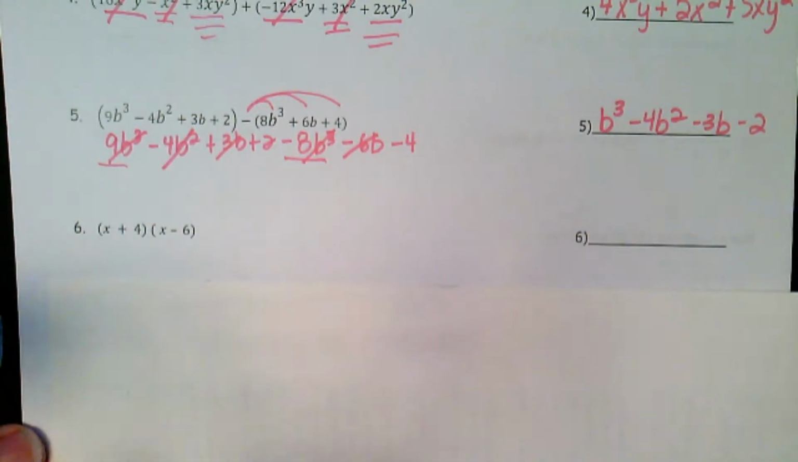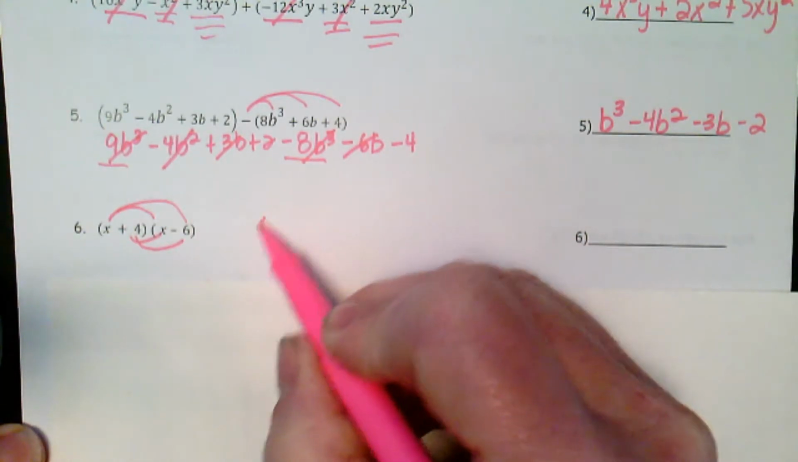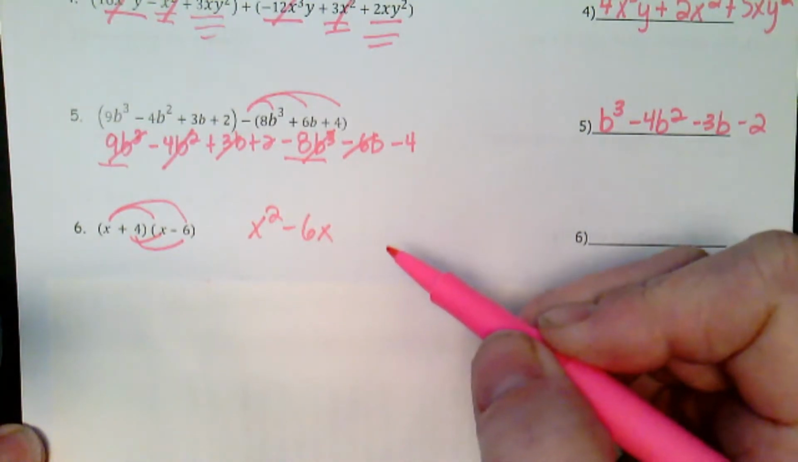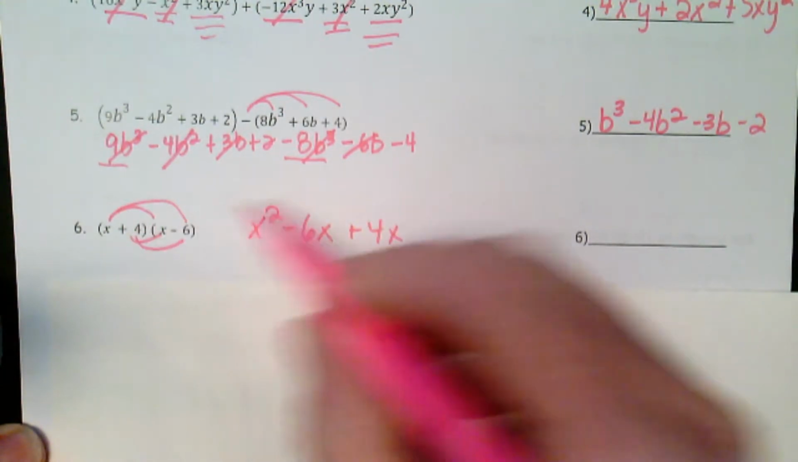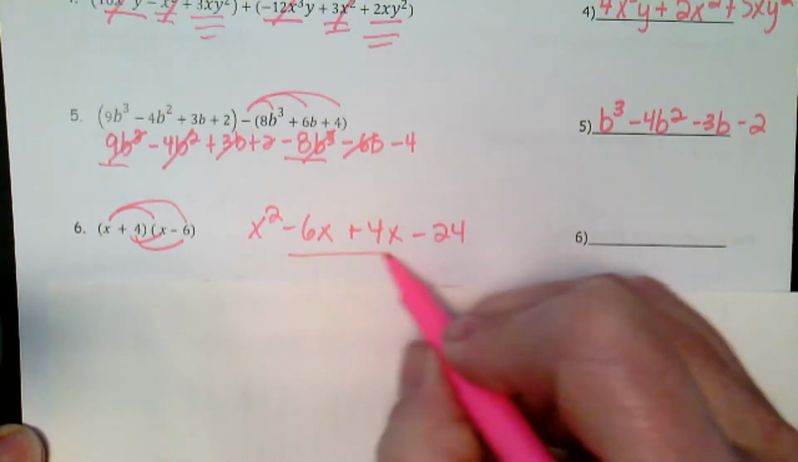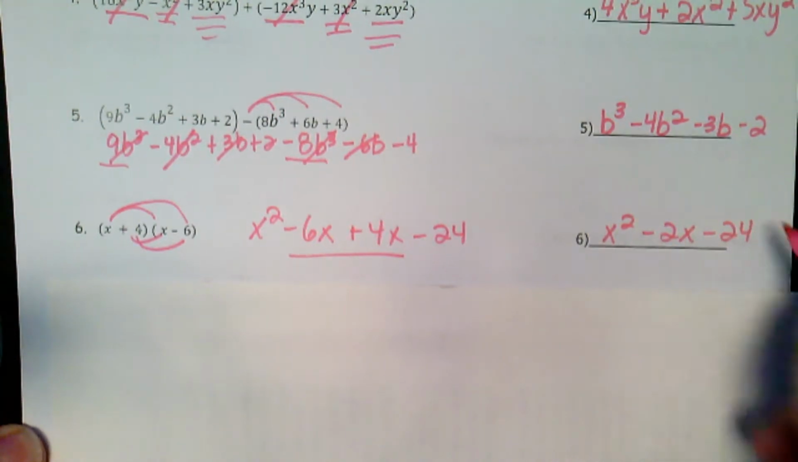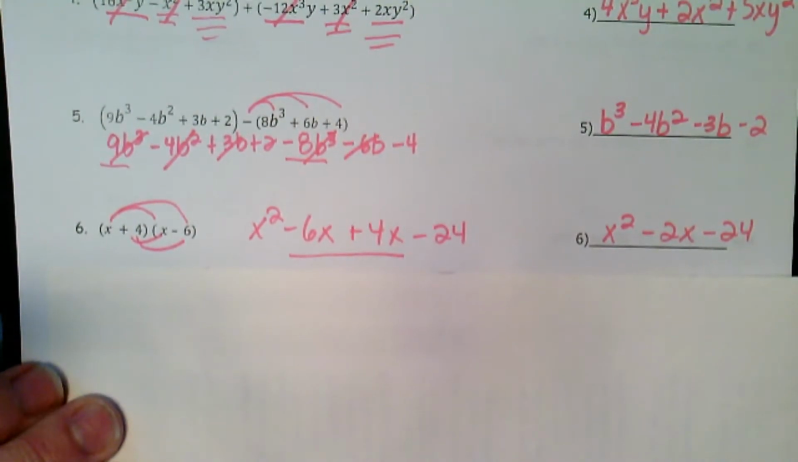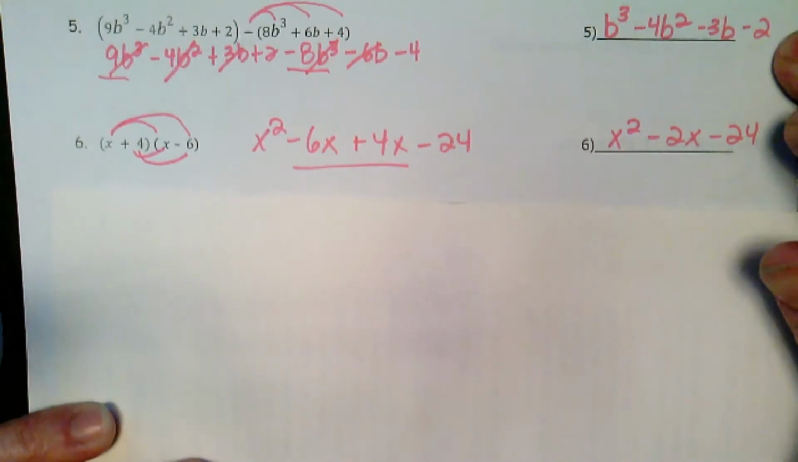Number 6 is just a FOIL problem. So x times x is x squared, x times negative 6 is negative 6x. 4 times x, 4 times negative 6. And then we simplify this and put together our middle terms. If you FOIL, that will always happen, where your middle terms need to be combined, unless it's a certain kind of polynomial, then it might cancel out.